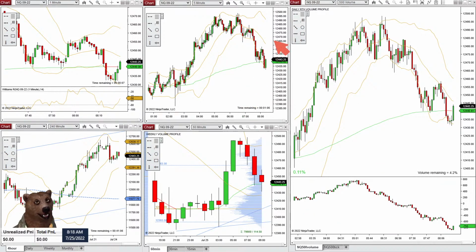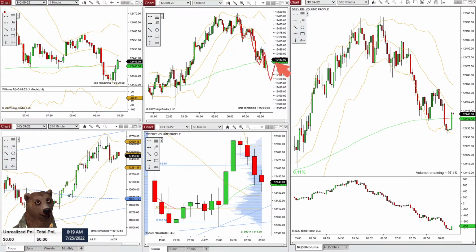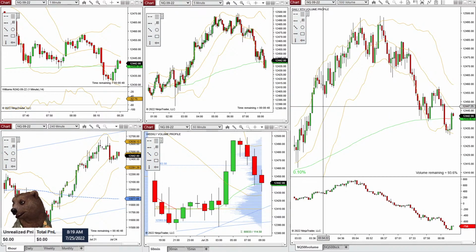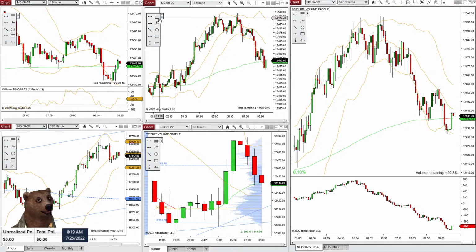Well, then we're going to drop down to the 5 minute, and we're going to be looking for a 5-minute pullback, where price comes up and then drops again. We'll use the 5 minute, possibly 1 minute, even the 500 volume, to find that bearish structure and trade a pullback on the bearish structure. So that's kind of how I use the multiple time frames.